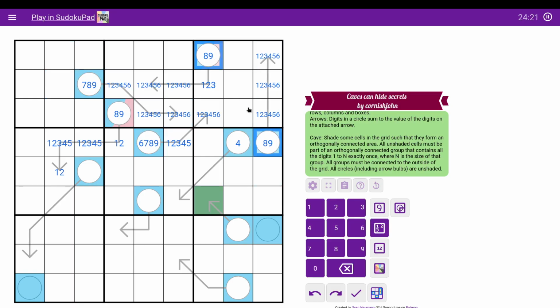Okay, if these are part of the same group, then they must connect on the outside. Otherwise you split up the shaded cells into two orthogonal groups. This digit, therefore, has to be equal to one of these two. It has to be equal to this one, which implies this is shaded.